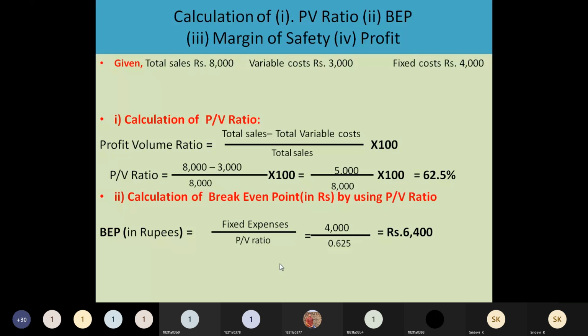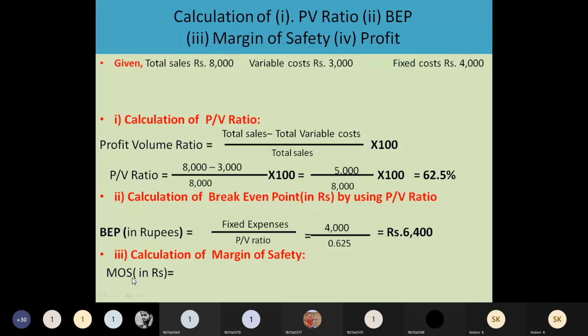So the third one that we need to calculate according to the problem is margin of safety, MOS, right? So calculation of MOS, margin of safety. Margin of safety also you are going to get in rupees, because BEP here we obtained in rupees, and total sales is also in rupees. So whenever total sales is in rupees in the problem, you compulsorily need BEP in rupees to calculate the margin of safety. Compulsory point that you have to remember.